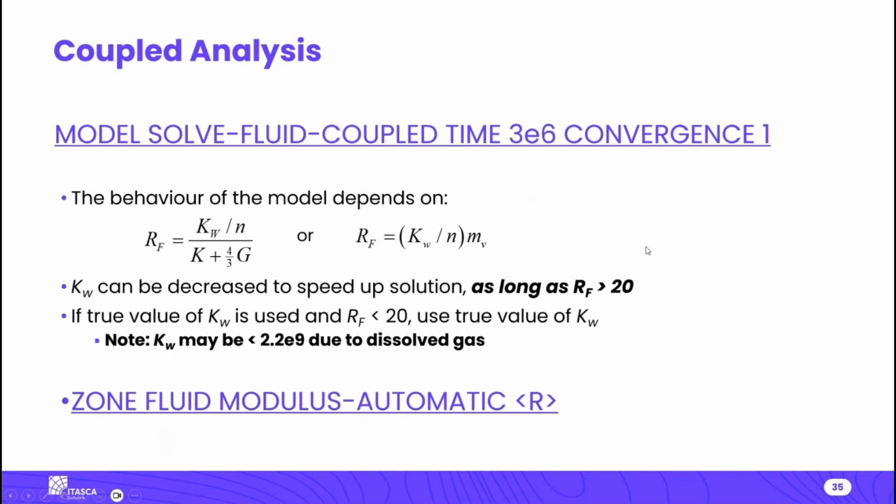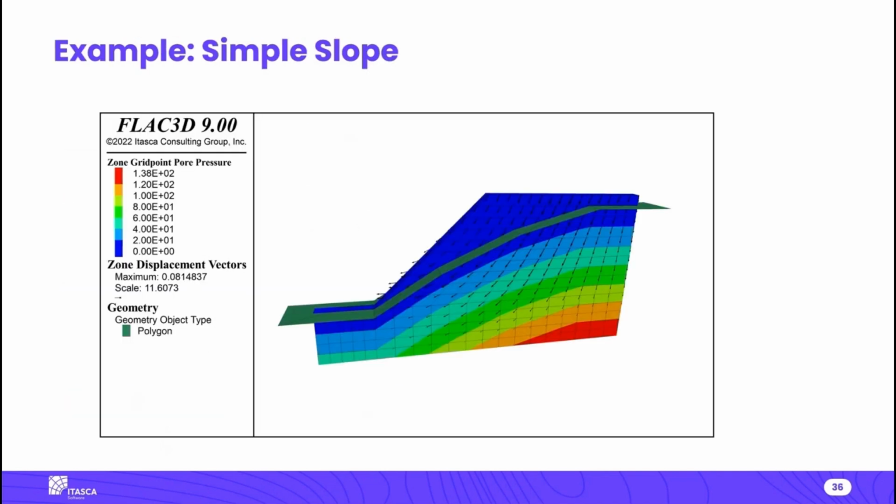model will run faster. Okay, so that was a lot to talk about. Hopefully it all becomes clear when we do this example. So let's go back to the example.